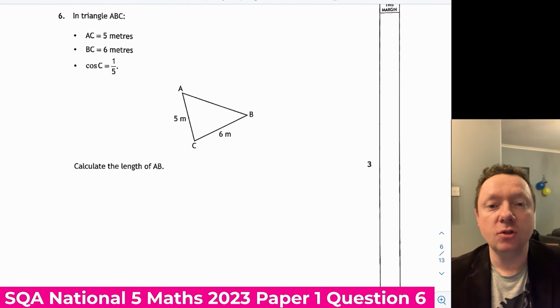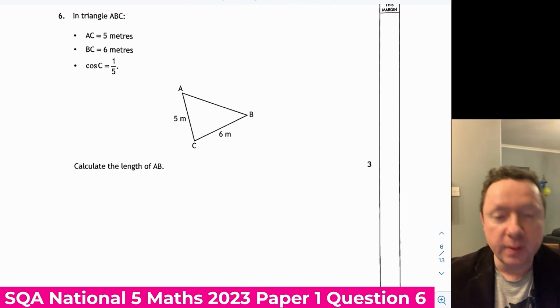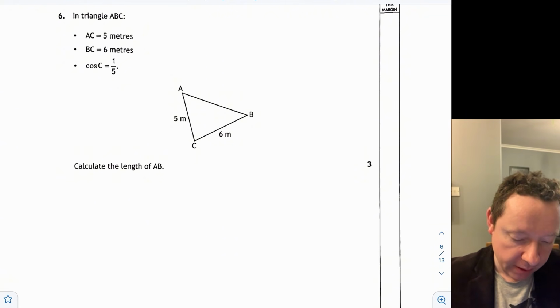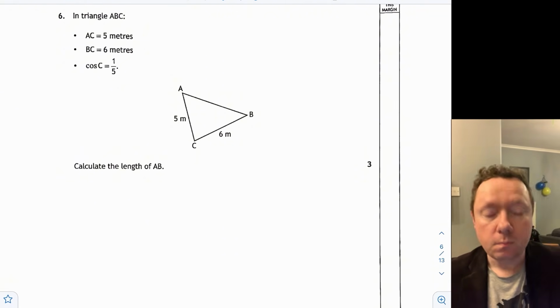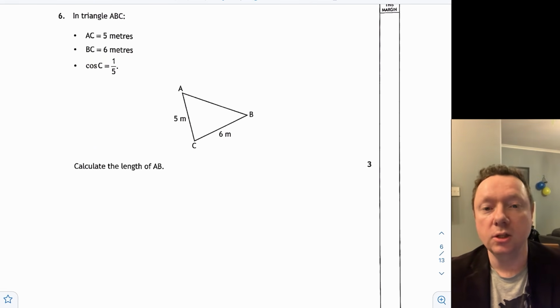SQA National 5 Maths 2023 Paper 1 Question 6. AC is 5 metres, BC is 6 metres, cos C is a fifth. Calculate the length of AB. So this is one of those questions where we're using the cosine rule, but we're giving you the cos of the angle so you can just go straight away.